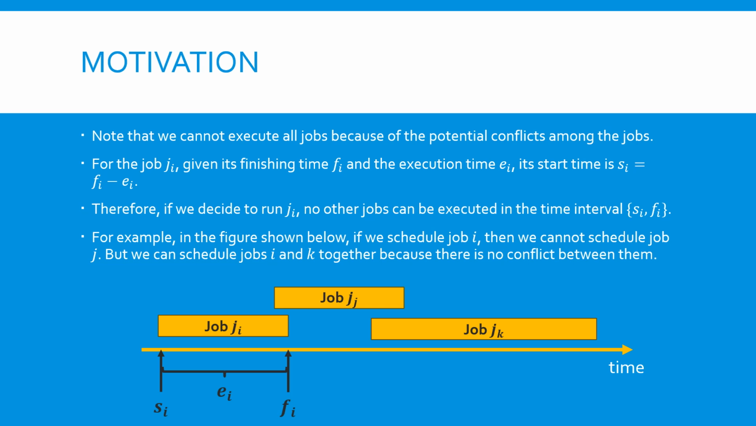For example, as shown in the figure, jobs Ji and Jj conflict because their execution intervals overlap. Similarly, jobs Jj and Jk also conflict. However, jobs Ji and Jk do not conflict and can both be included in the same schedule. Therefore, we cannot simply execute all jobs. Instead, we need to find a subset that maximizes the total profit.